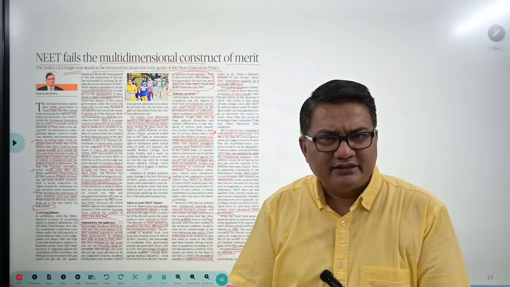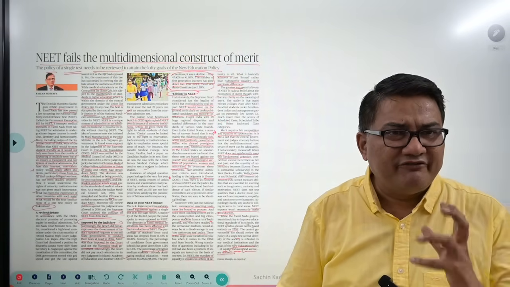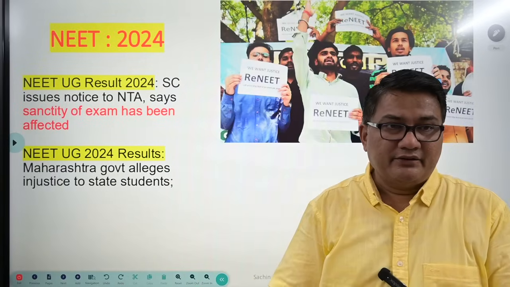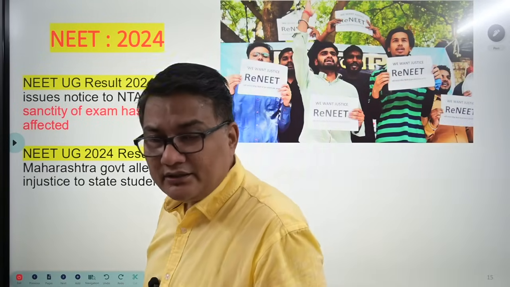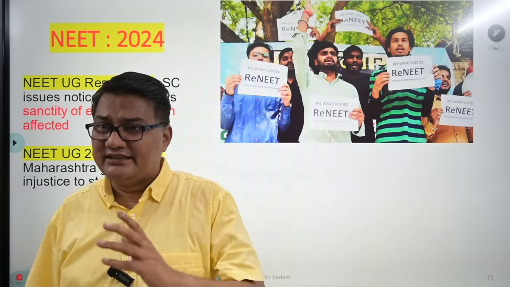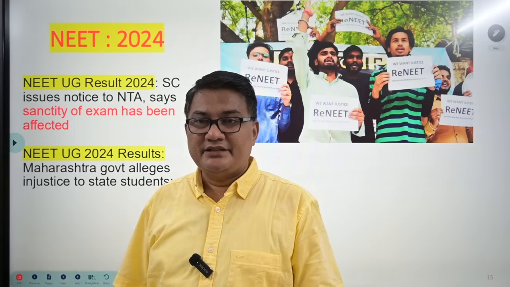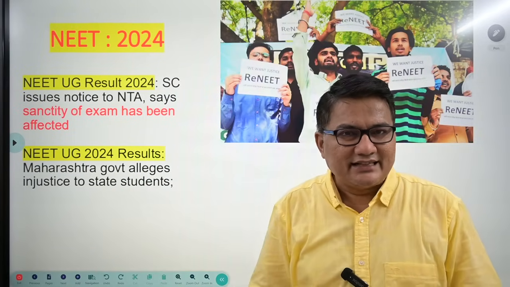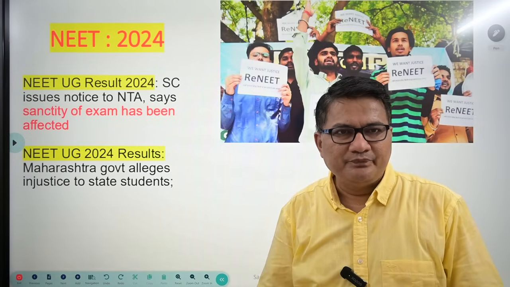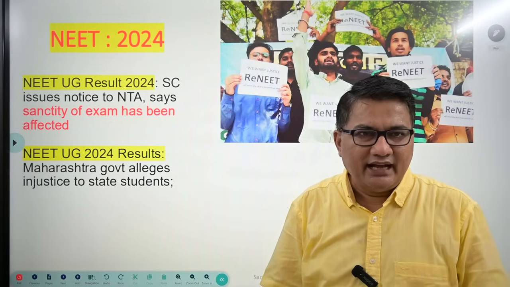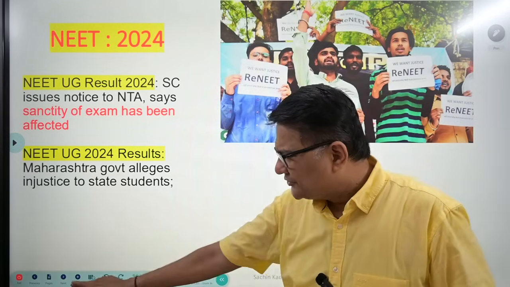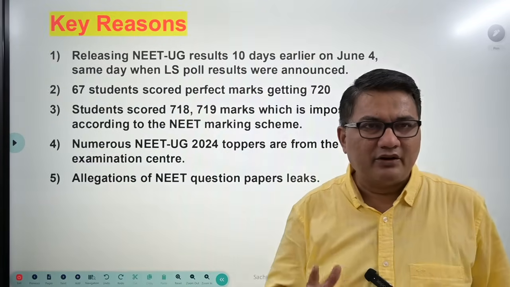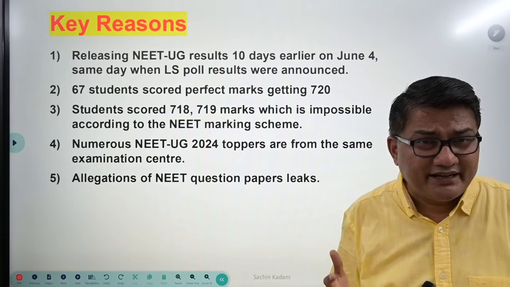Even there was an article in the Indian Express and Hindu also that NEET fails the multi-dimensional construct of merit. Now, if you came to know about all the things about positive aspects of NEET as well as arguments against NEET, let us come to the present controversy. Now, the present NEET result was out in 2024 on 4th of June. Here, there were certain allegations made by students. What were the allegations? Now, students said that there is something wrong that happened. Now, why? Are there any facts?